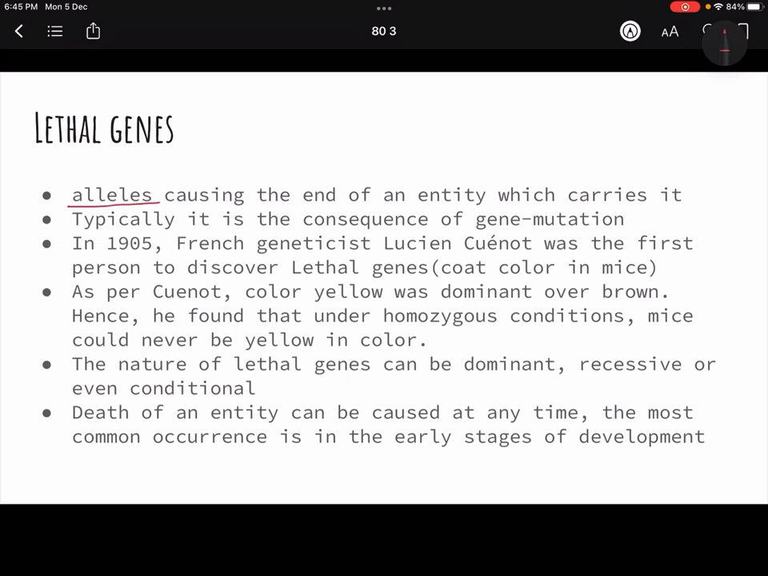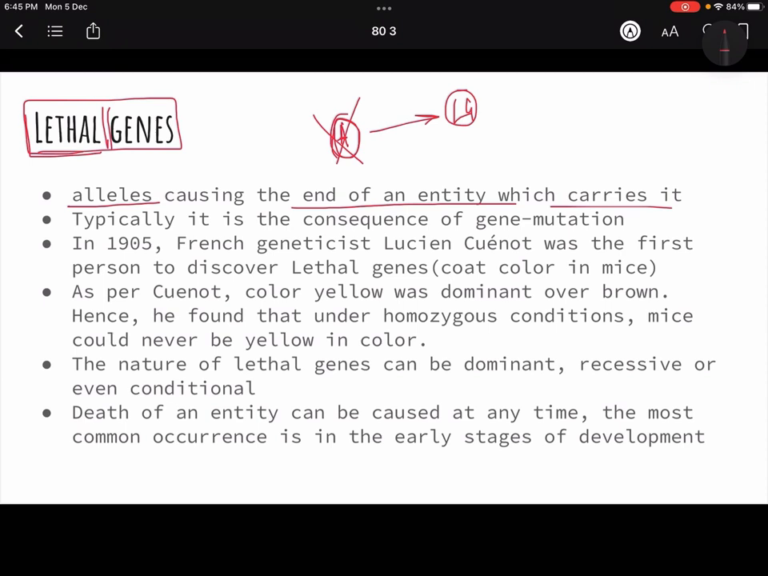That means, for example, this person A, if this person A has a lethal gene in him, this lethal gene in individual A will cause this person's death. That means if somebody has certain genes which are lethal in nature, that means which are dangerous, which are fatal in nature, they will ultimately cause death of the person. So there are certain genes which can be dangerous if we inherit them, and if we have these genes, they are dangerous for our life.